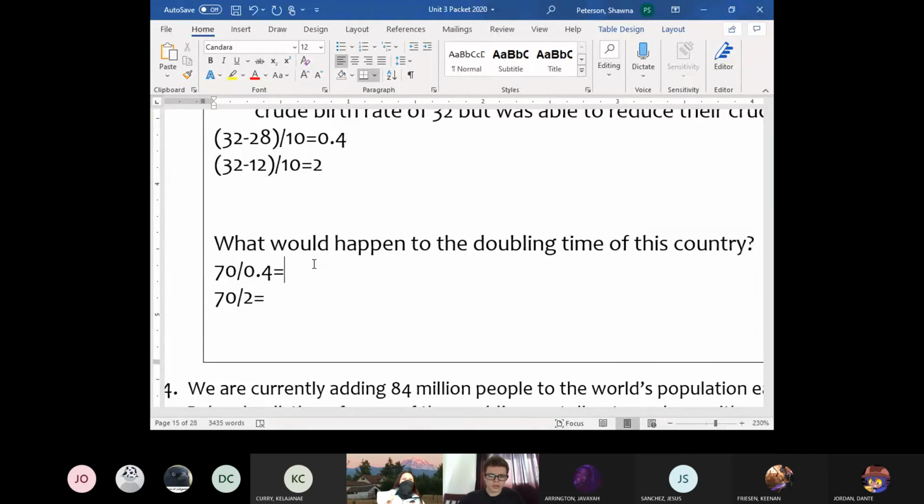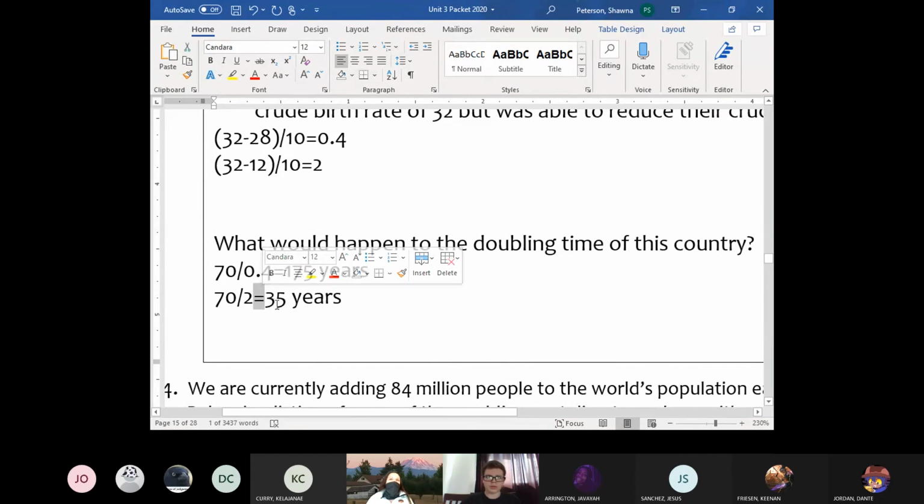Say that again, 175? Doing this kind of off the top of my head on this one. All right, so instead of taking 175 years to double their population, by reducing that death rate, it changed to 35 years to double that population.